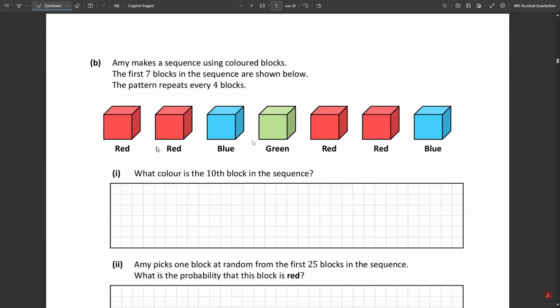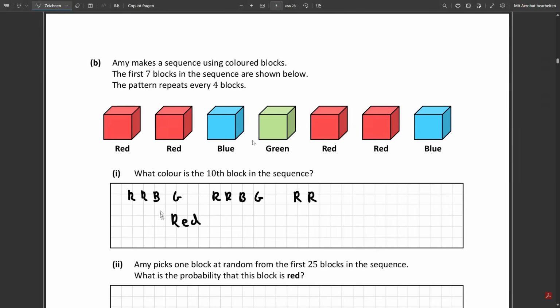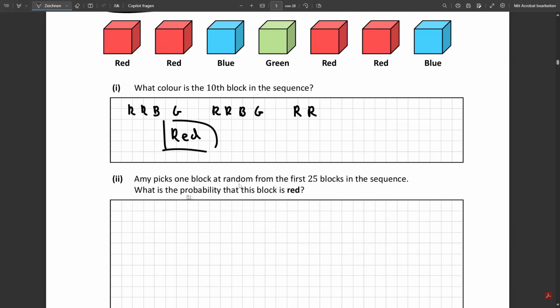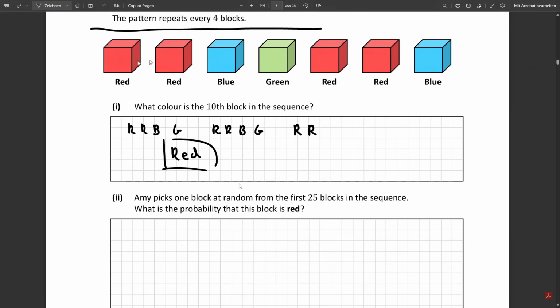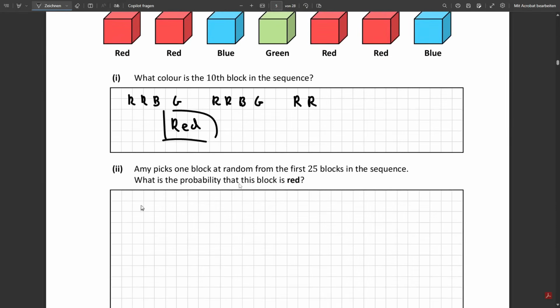So we just repeat. So we have R, B, G, then we have R, B, G. So that's 8. Then we have 9 and 10. So the 10th color is red if you continue that pattern, because it repeats every 4 blocks. Then they pick a block at random, so it's probably red. Remember, they repeat every 4, right? So basically we're going to have red, red, blue, green, and that's going to keep repeating.